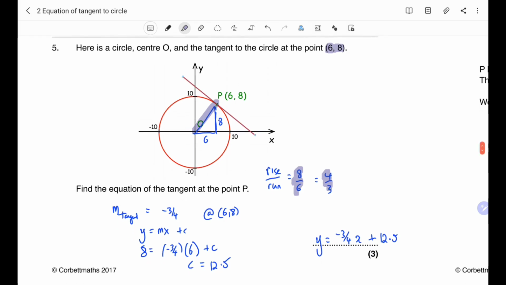So the gradient then of the tangent is minus 3 over 4. And it goes through this point. So plug it into y is equal to mx plus c. And you'll get your value of c, which you can use to finish the question. Y is equal to minus 3/4 x plus 12.5.